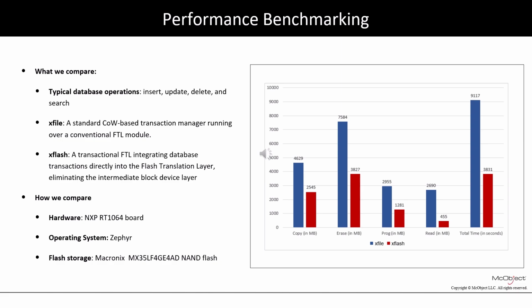The diagram shows the I/O volume for read, program, erase, and copy operations was up to 4 times lower in X-Flash. They're red bars compared to X-File, the blue bars. Additionally, total I/O time was reduced by 2 to 3 times, demonstrating the benefits of a tightly integrated transactional FTL.